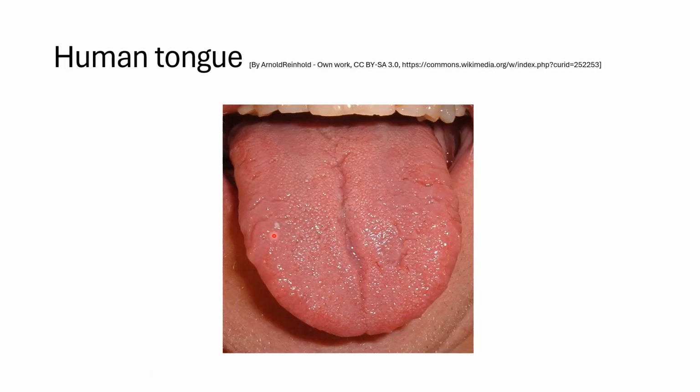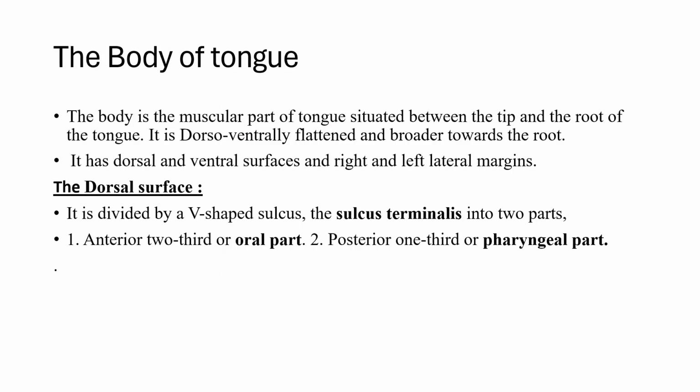This is the tongue in which you see the dorsal surface, and the dorsal surface has a midline furrow, and this pointed part towards the screen is called the tip of the tongue. The body of the tongue is a muscular part which lies between the tip and the root, and we already know that it is dorsoventrally flattened.